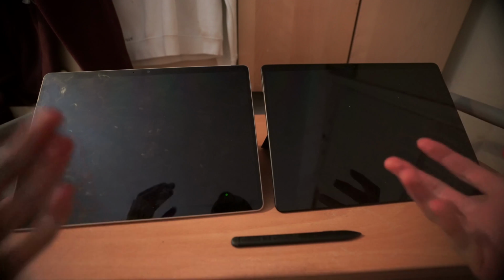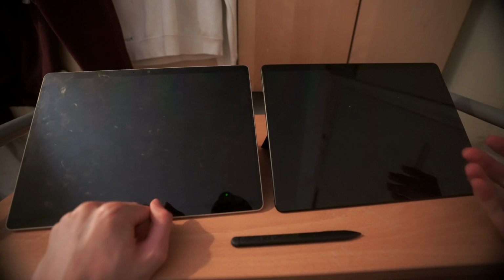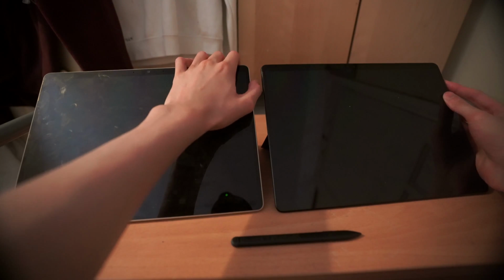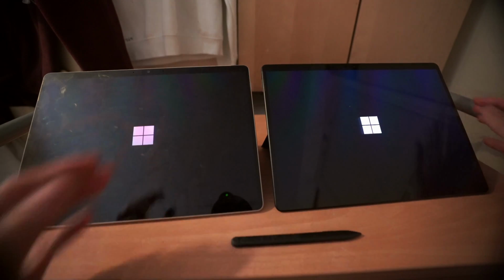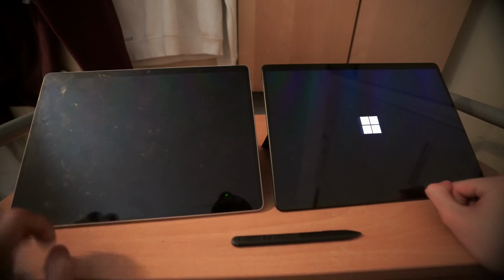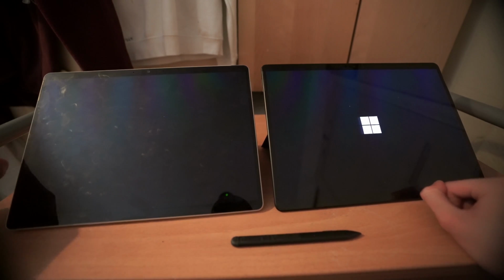So they both have very quick wake up. If you, for example, don't use the device, you go 10 minutes away, you come back and you need to wake it back up, it's very fast. But let's try a cold start, just starting the device from shutdown, and let's see which one goes faster. It is indeed the Pro 8 in this case. I'm going to try log in too.